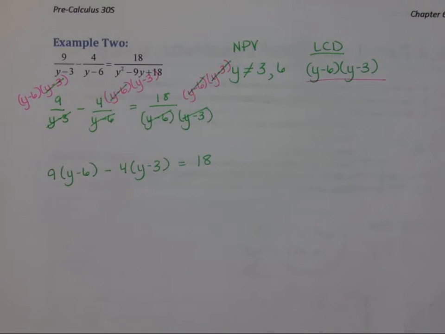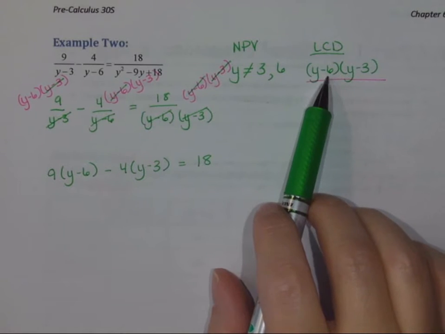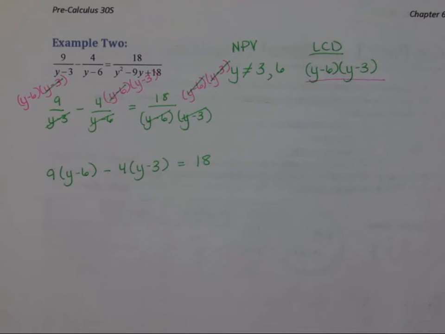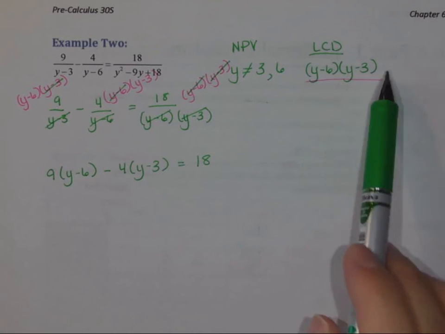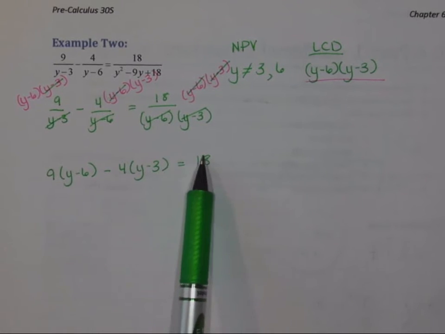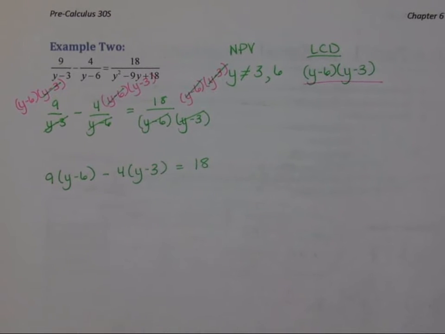So our whole goal is to get rid of denominators. If your LCD has not eliminated the entire denominators, then you've done something incorrect or your LCD isn't full. So make sure that when you're done, you should have no denominators, because nobody wants to deal with fractions when they're trying to solve.